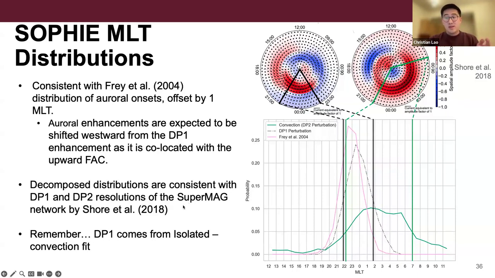As the resolved DP1 distribution needs to be manipulated from the combination of both the isolated and convection events, we can say that even though SOFI attempts to filter out convection events, it's still contaminated with substorms. And I'd argue to say that any SML method will be contaminated with substorms.